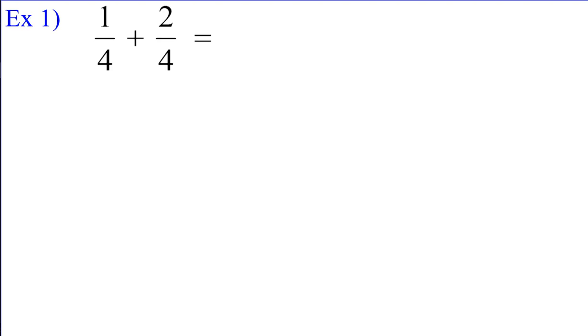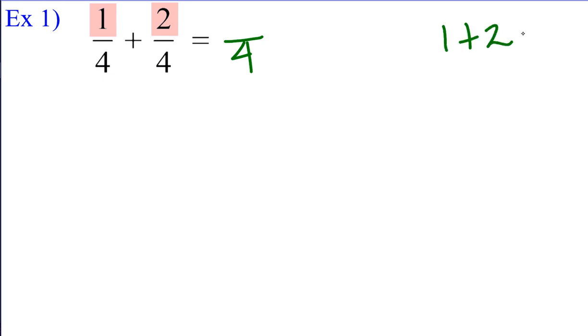When we see an example like this, 1/4 plus 2/4, we notice that the denominators are the same, so we really do not need to worry about it. What we need to focus on is those numerators. So we're going to keep that denominator of 4, and here in the numerator I have 1 plus 2. We know that 1 plus 2 equals 3, so we're able to say that this happens to equal 3/4.